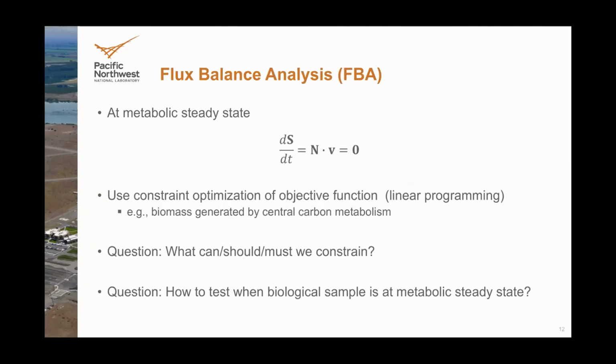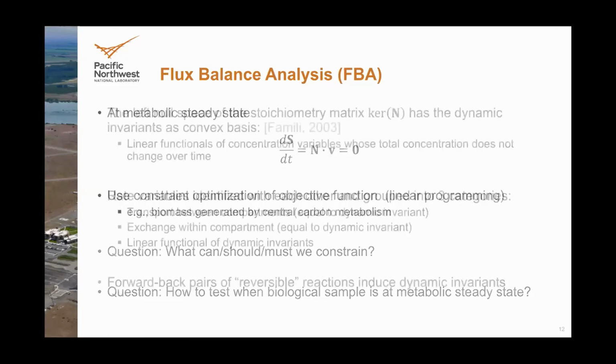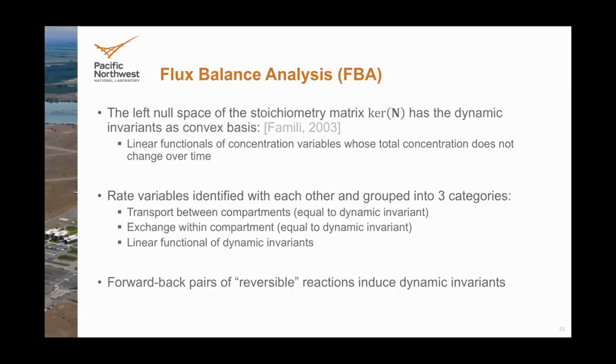But there are questions here. What can we constrain? What should we do? What must we constrain? This is alluding to rational experiment design. And then how do you actually test that your sample is at metabolic steady state? As the computer scientist, I'm not going to tell you how you do that. I'm just going to say this is a question that you must consider, because the code is always deterministic. It receives numbers and it calculates the answer. So you need to make sure that the numbers you're putting in as inputs are valid.